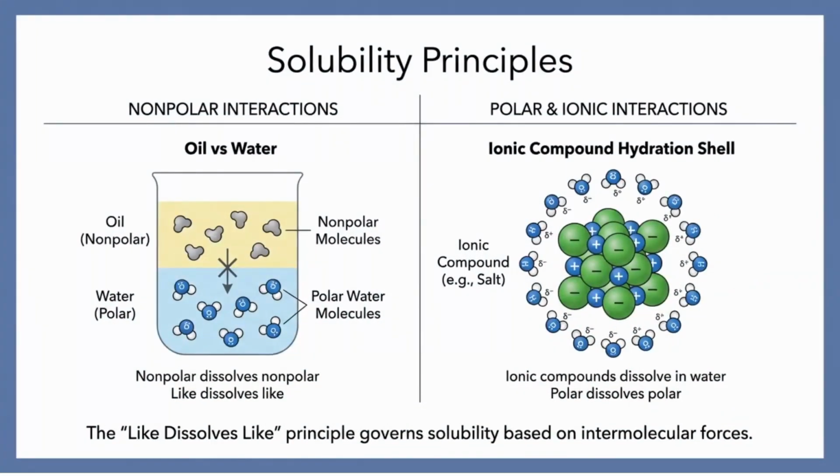Solubility is governed by the principle like dissolves like. Polar substances tend to dissolve in polar solvents because they can form favorable interactions, such as hydrogen bonds or dipole interactions. Nonpolar substances dissolve in nonpolar solvents through dispersion forces. Ionic compounds dissolve in water because water molecules surround and stabilize the ions through hydration. Thus, solubility is essentially a balance of intermolecular interactions between solute and solvent.